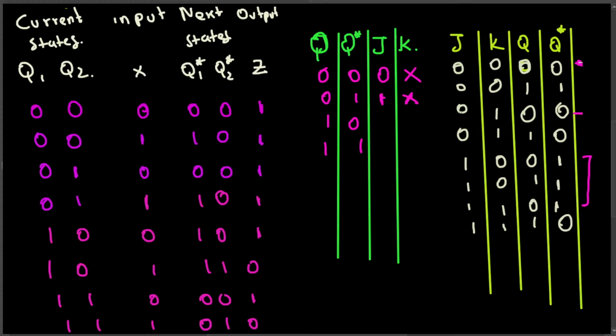Okay, now let's look at the 1, 0 here. In 1, 0, J is 0 and 1, and K is 1. So here, who cares what J is? K is always going to be 1. So J is don't care and K is 1.